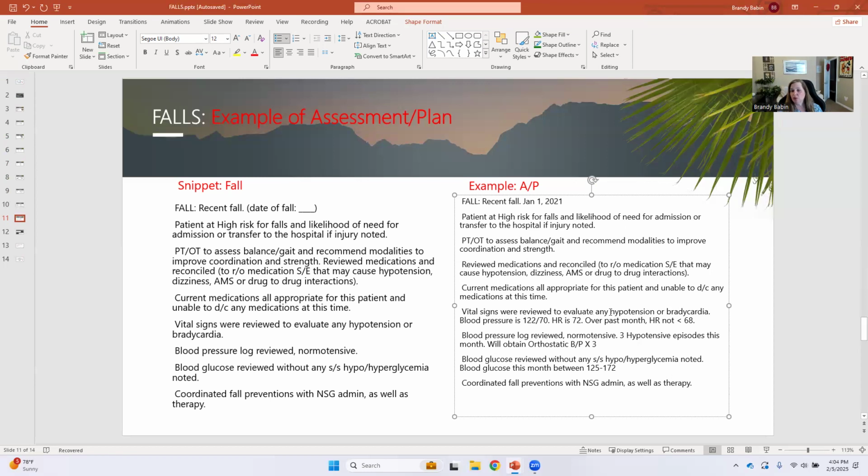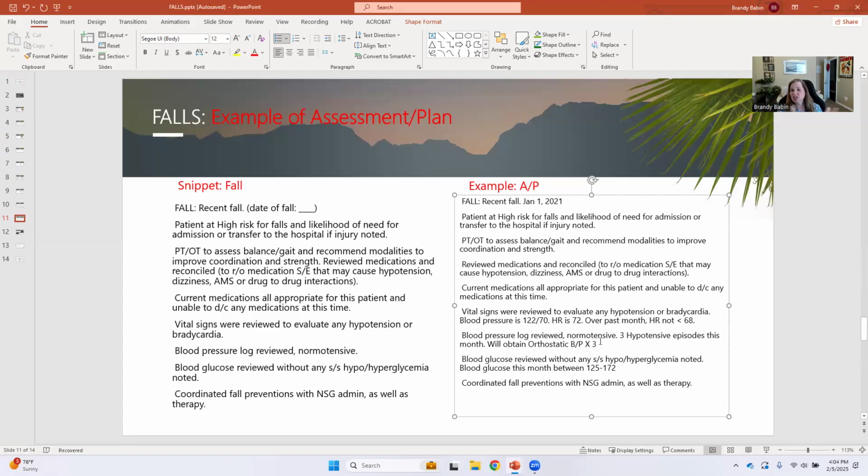Vital signs were reviewed to evaluate hypotension or bradycardia. Vital signs could include a temperature, if you wanted to add that to the snippet, or O2 sats of 72%, put oxygen on, that sort of thing. So don't feel like you have to just use my snippet. It's just a guide for you to add to it. Blood pressure log reviewed. It was normotensive, but they had 3 episodes of hypotension this month. Will obtain orthostatic blood pressure ×3.